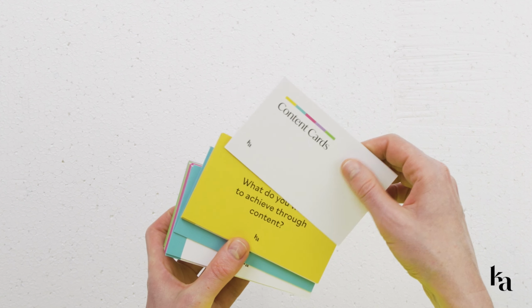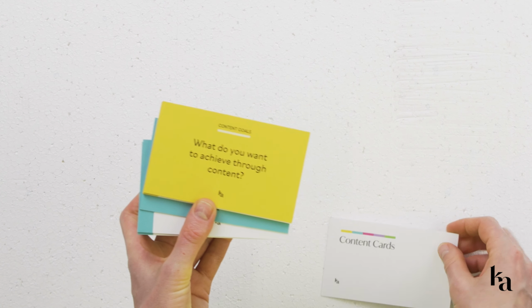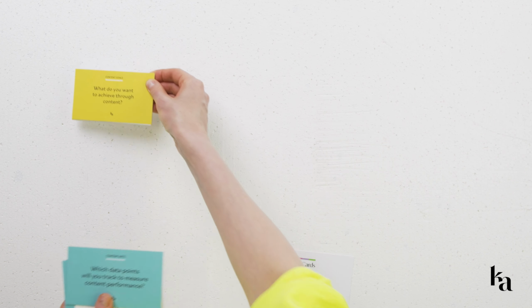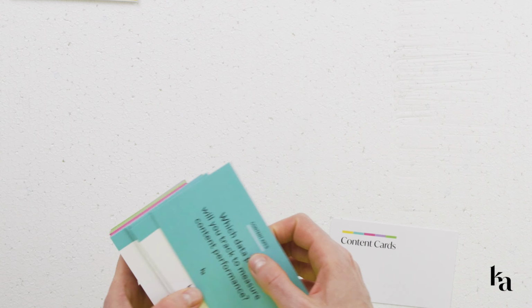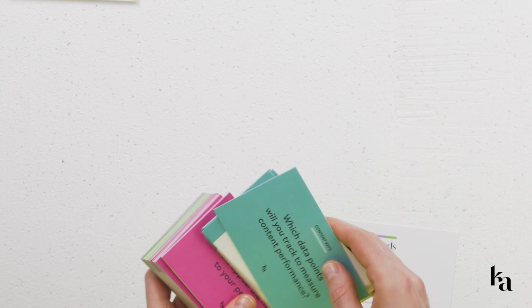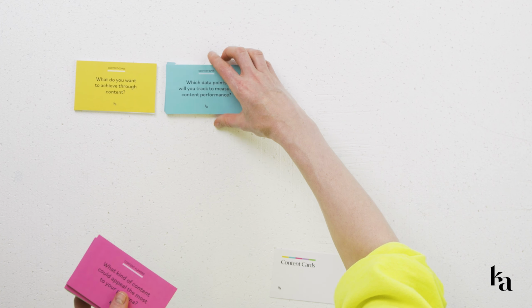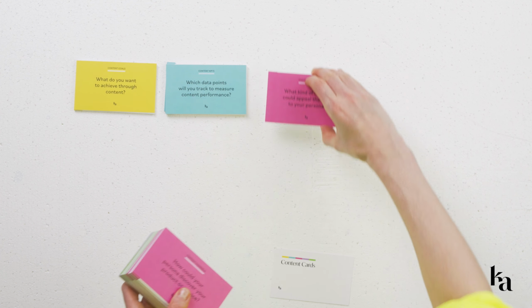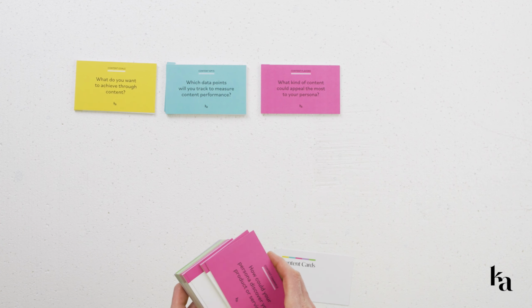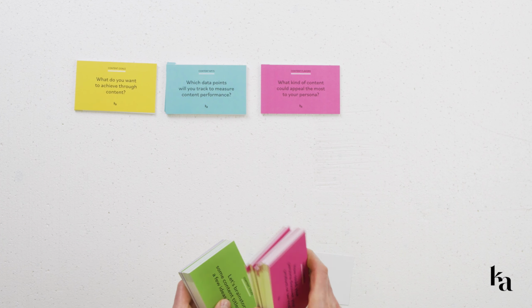So we've curated the content cards with a mission to help you brainstorm the content ideas that would set the right foundation for your content system. The content cards are structured by questions that you should be asking yourself when creating your content marketing system. As you can see here, I'm going to lay them out, and all of them have a colored question card.